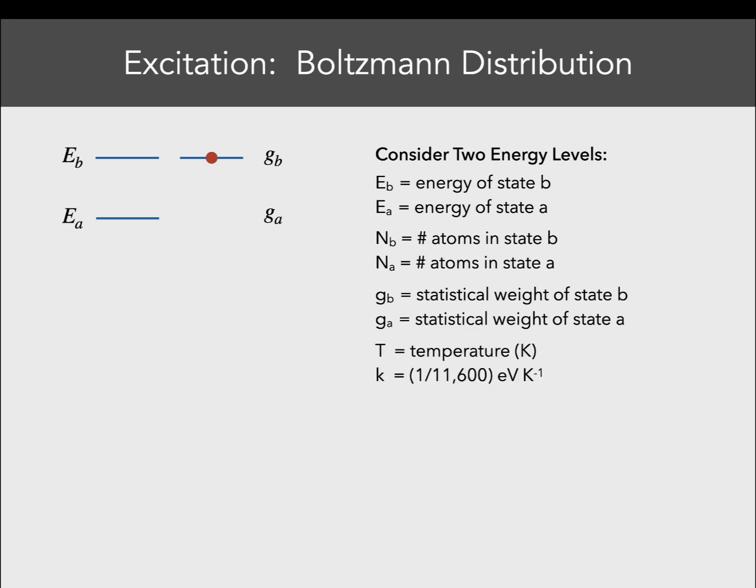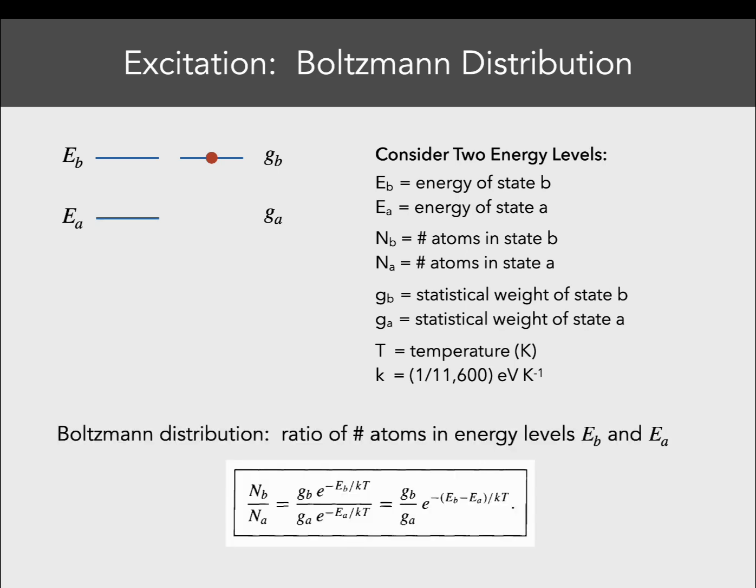We'll assume that the gas is at some temperature T, and of course we have the Boltzmann constant. And one of the results of statistical mechanics is called the Boltzmann distribution, and it tells us how many atoms will be in the upper state compared to the lower state. So the ratio of the populations of those two states is given by this term, and you can simplify it like this. So it's equal to the ratio of the statistical weights, or the degeneracies of the two states, times this exponential term that depends on the energy difference divided by kT. So it's a fairly simple expression, actually.